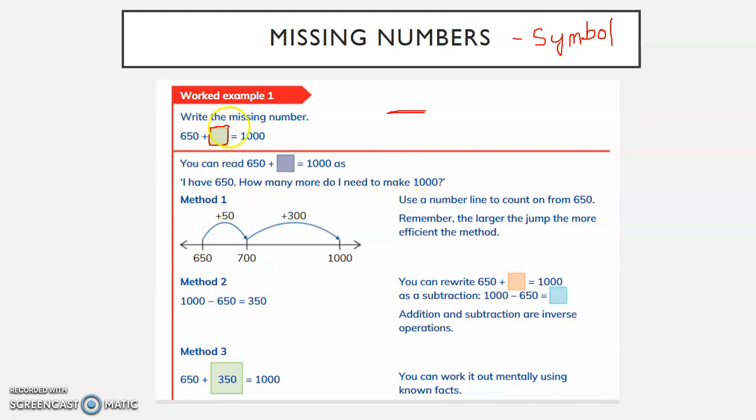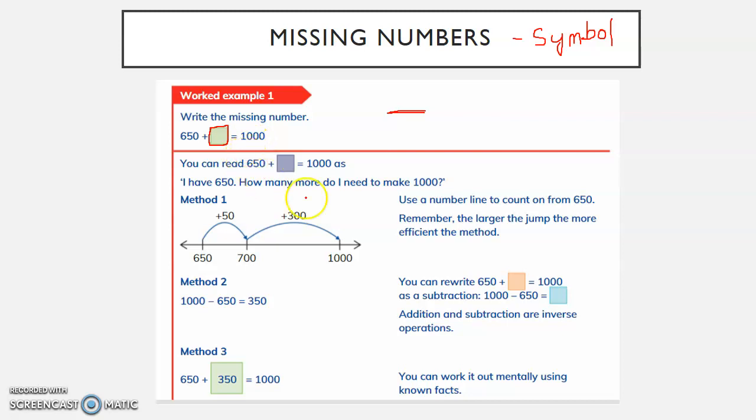So we have to find this missing number. What does this statement show? When you add two numbers, you get the answer as 1000. One of the numbers is 650. So you have to find the second number. Which number added to 650 gives 1000?